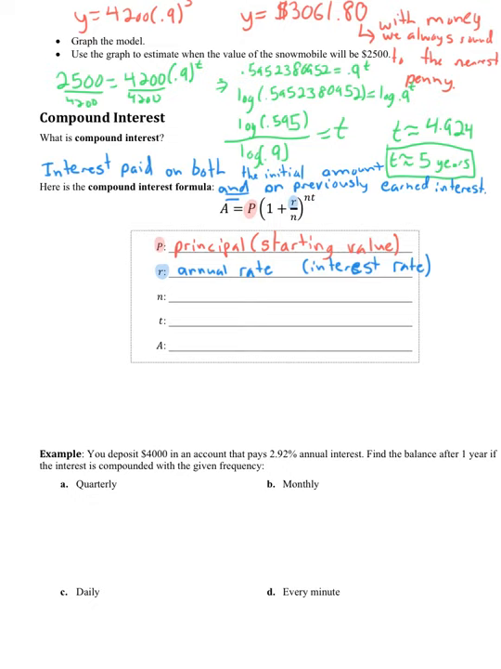Okay. T is still going to be time, except now we're talking about time in the number of years specifically. So whenever we're doing compound interest, T is always going to be the number of years specifically. A is the final amount, just like it was before.